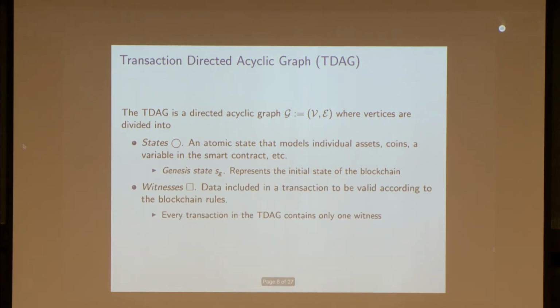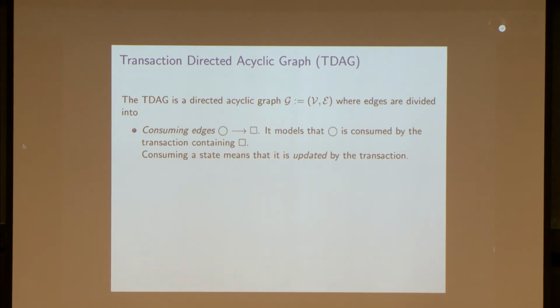The other type of vertices that we have are called witnesses, and we represent them by a square. These model the data that we have to include in a transaction in order to verify whether the transaction is valid according to the rules encoded in the blockchain. And obviously, every transaction in the TDAG contains only one witness. And we will see later why this is important.